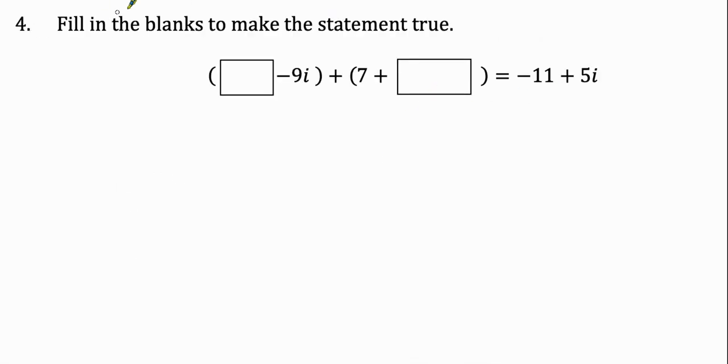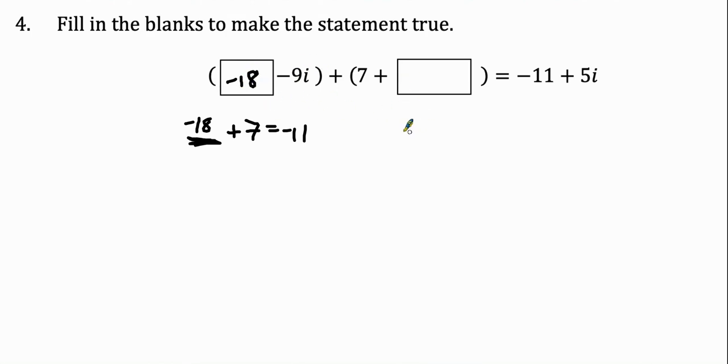On the next one, we are adding these two complex numbers together, and we have this result. We just need to fill in the blanks. So remember, when we are adding complex numbers, we're essentially just combining like terms. We're adding the real parts together, and then separately adding the imaginary parts together. So here, this first part is basically saying what plus 7 equals negative 11, right? Well, I can think about this as a variable, right? So just subtract the 7 over, and I would get negative 18. So if I plug that in here, negative 18 plus 7 is in fact negative 11.